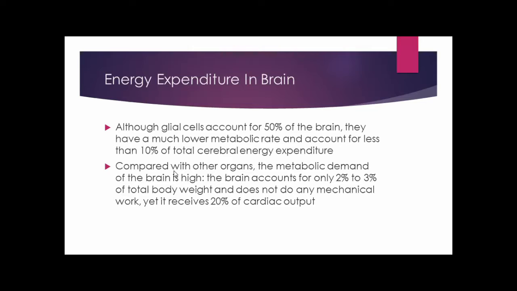Compared with other organs, the metabolic demand of the brain is high. The brain accounts for only 2 to 3% of the total body weight, and it does not do any mechanical work like the heart muscle, for example, which is constantly beating. The brain doesn't have any muscular activity, yet it receives 20% of cardiac output.